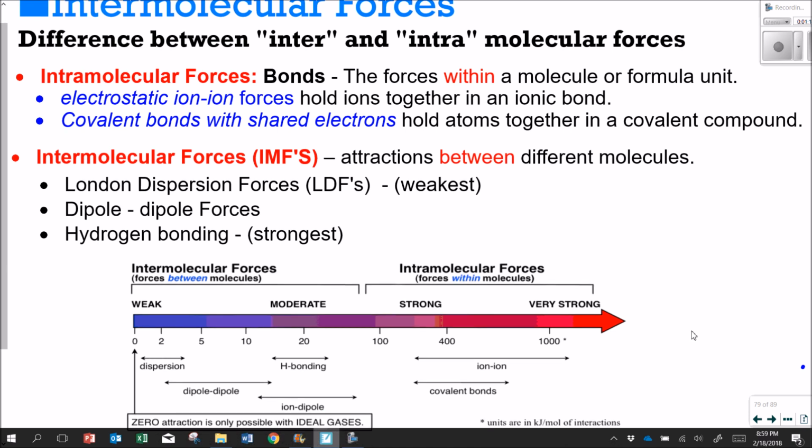The chart gives us an idea of the strength of intermolecular forces versus intramolecular forces, which are bonds. So we start with the weakest over here, our London dispersion forces, and then dipole-dipole attractions a little stronger, hydrogen bonding being the strongest intermolecular force, and then we move to intramolecular forces, which are bonds, and we have covalent bonds followed by ionic bonds, which are the strongest.